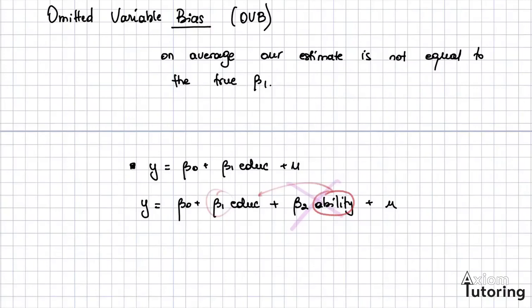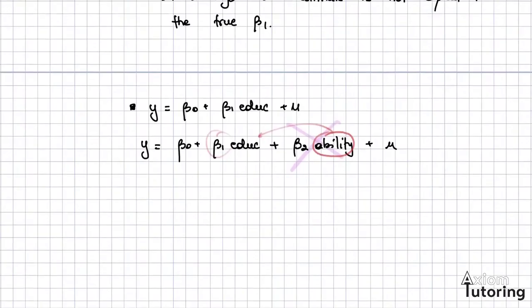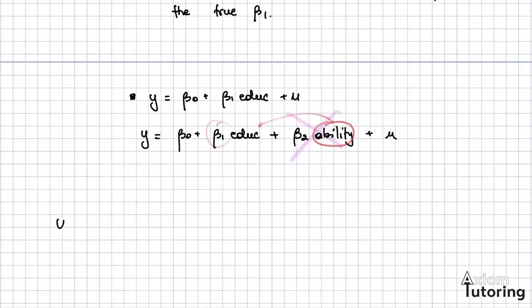So when does OVB occur? This is one of the places where students make the most mistakes, especially in exams. A lot of exams at the introductory level will have questions like, we have omitted this variable, can you tell us whether this regression is still going to be okay or not? And the part where students make a mistake is that they forget to write the two conditions that must hold for OVB to occur.